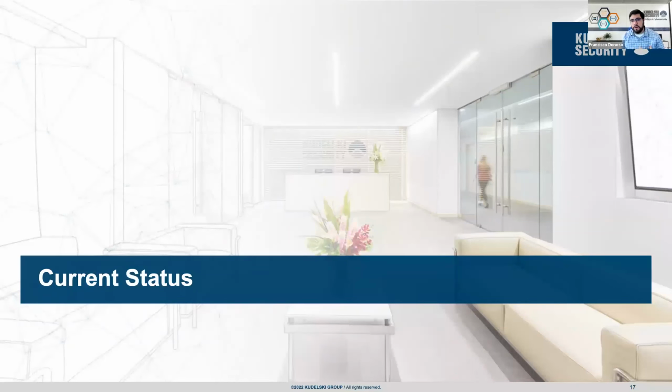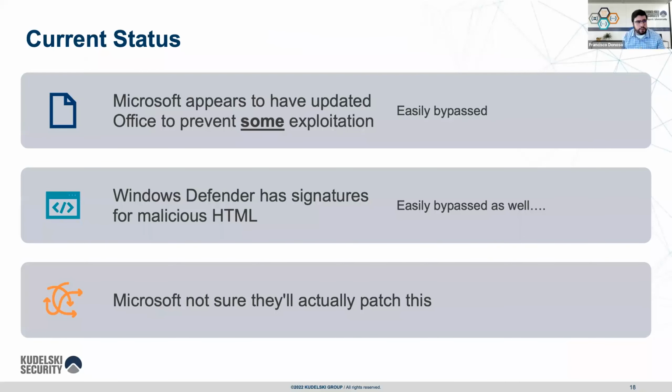Let's talk a little bit about current status. First things first, as I mentioned, Microsoft appears to have updated Office to prevent some exploitation of this vulnerability. Unfortunately, that's actually really easily bypassed. I showed you that literally by just saving a file in a different format, we were able to continue to trigger this exploit in Microsoft Office.